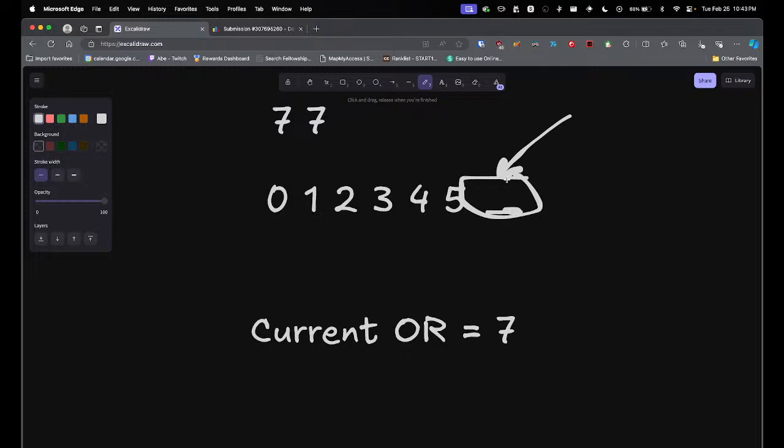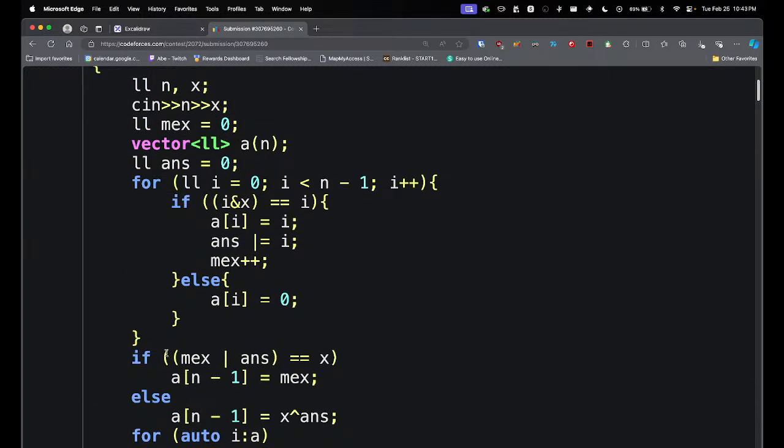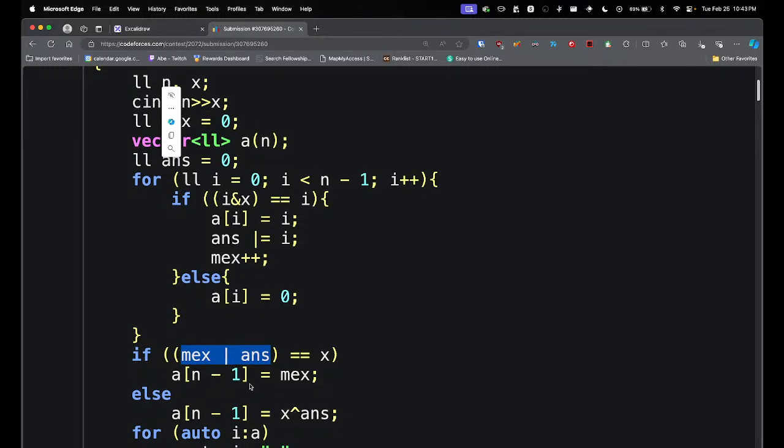Putting anything between 0 to 7 is fine, but putting 6 is always better, right? Placing 6 would automatically give me the best answer. It would increase the max. Exactly. So that is where I check this if condition. If I can include this max, I take this max in my answer, so I take the OR with my current OR. And if it is equal to x, then fine, I make it the max.